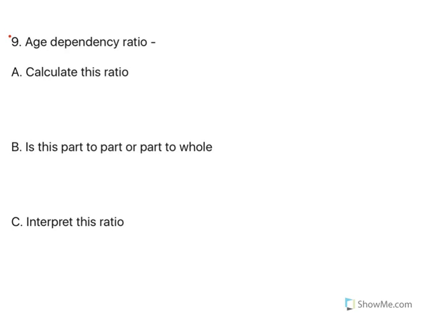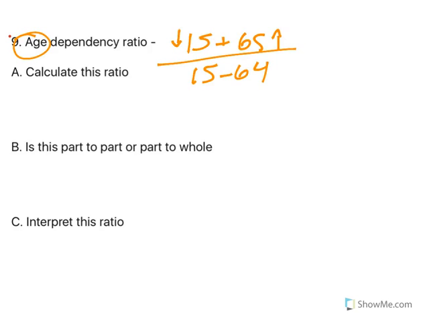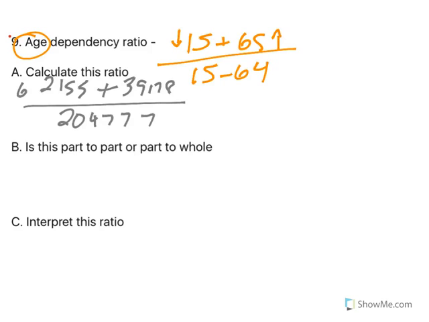Okay, so let's look at number 9 here. We've got the age dependency ratio. Now, when you just see age, that's talking about all dependents. Well, all dependents are the under 15 and the 65 and over compared to the working class. We've got to put both of those dependents on the top. So I'm going to take the 62,155 of my kids, and I'm going to add the 39,178 of my oldies and compare to my workers. Now that gives me 101,333 divided by 204,777. And think about this.